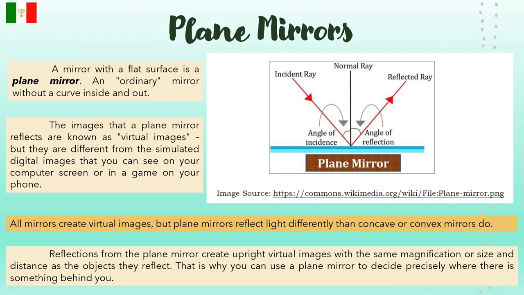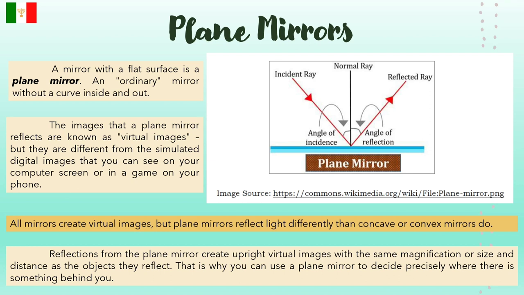A mirror with a flat surface is what we call a plane mirror. This is an ordinary mirror without a curve inside and out. These mirrors can be found almost anywhere, from bathrooms to hallways to exteriors of buildings, and knowing how they reflect light can make complex mirror variants significantly easier to understand.